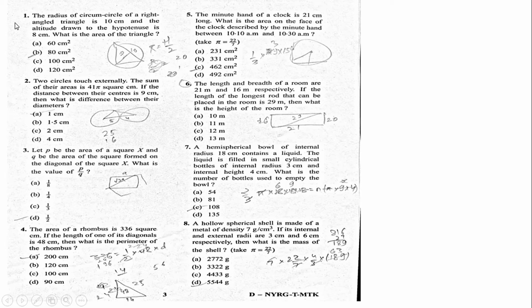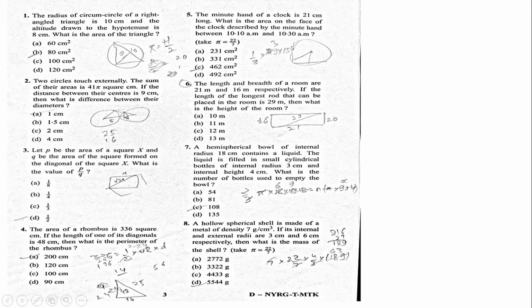This is the set D, and the first question is about the radius of the circumcircle of a right angle triangle which is inscribed in a circle. The answer will be 80, because the hypotenuse will be 20 and the perpendicular distance from the hypotenuse is 80 given. So the half into base into height formula gives the answer 80.